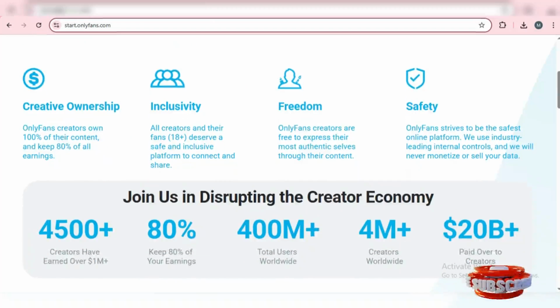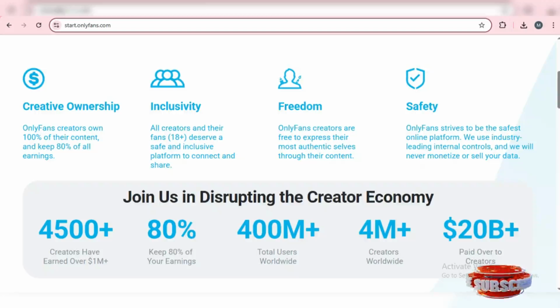Plus, in OnlyFans there is an option which is freedom. Like you can talk whatever you want, so no one will bother you. Safety, and it's also gaming. They have a very good safety environment.